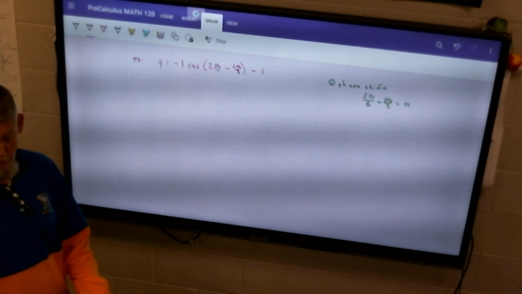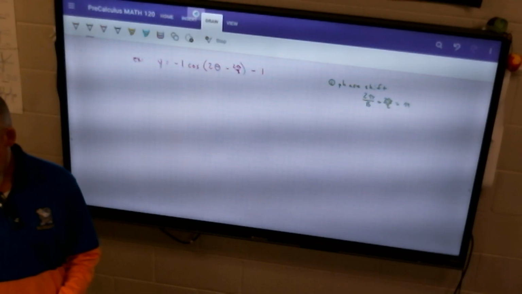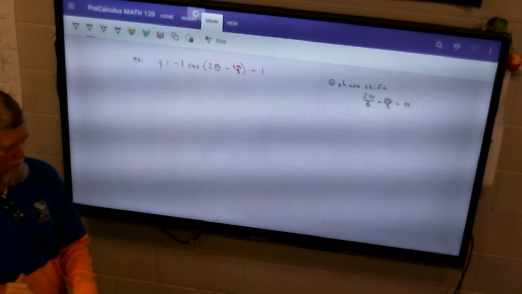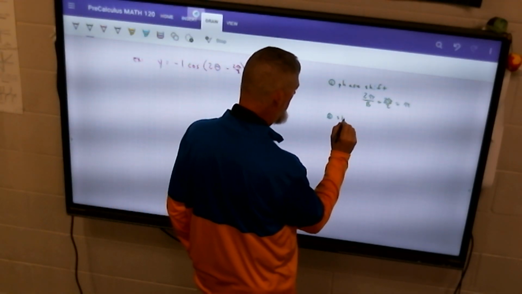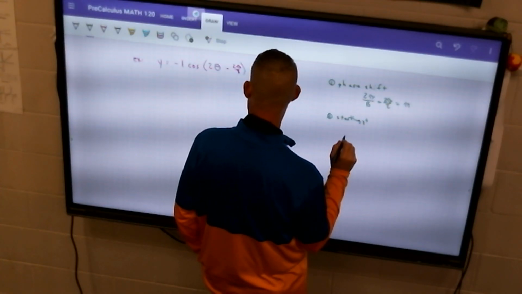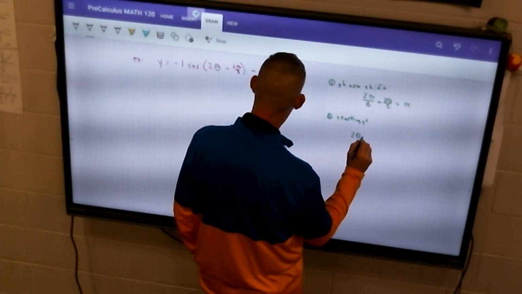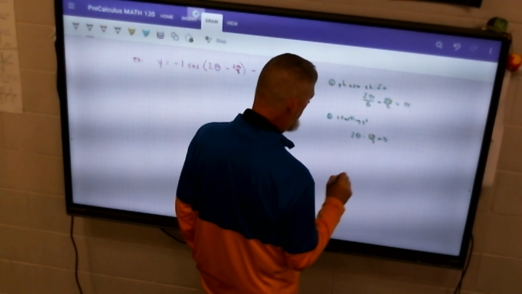So is it my starting point? No. Is it my ending point? No. We have to figure those out. But the distance between starting and ending will be pi. All right, so number 2. How do I find the starting point? Take what's in the parentheses. Correct. I'm going to take 2 theta minus 2 pi over 3 equals 0, then I'm going to solve.